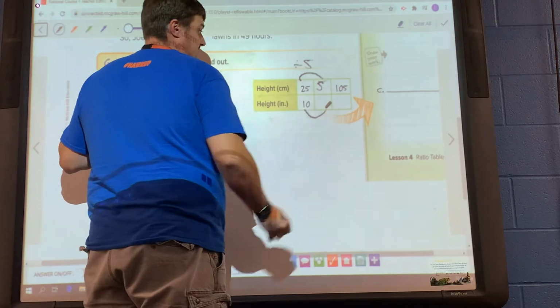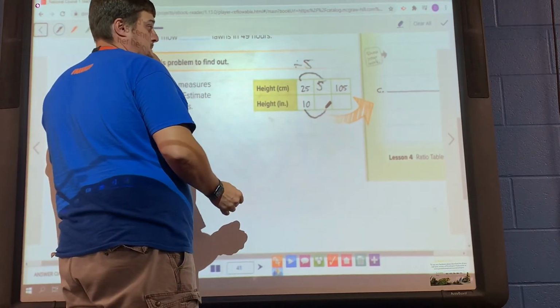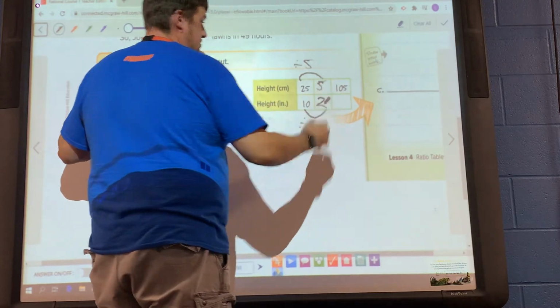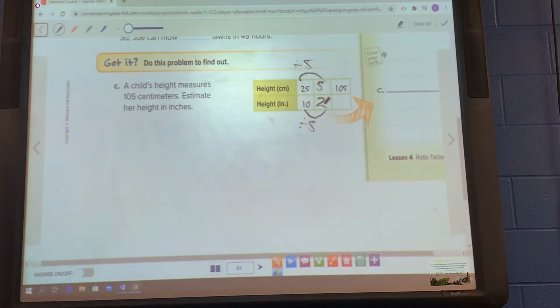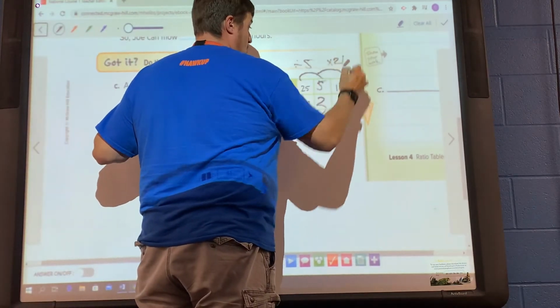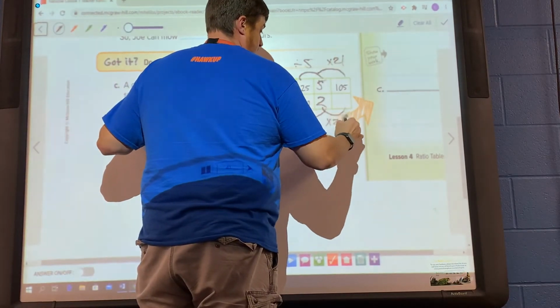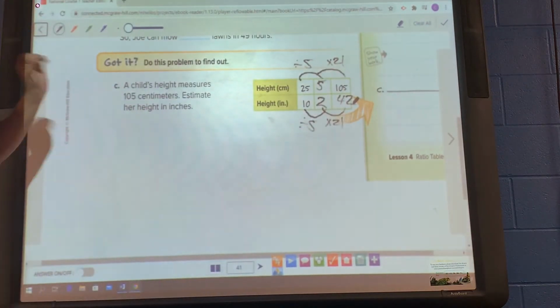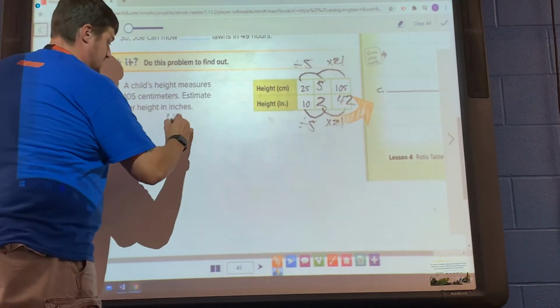So I'll do the same thing down here. Okay, divide by 5. So you get 2. Now we gotta go from 5 to 105. So you're gonna multiply that out. We gotta multiply by 21. Well, 2 times 21 is 42. So her height in inches is 42 inches.